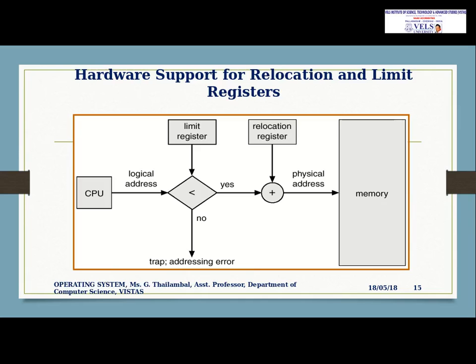Suppose the user asks for the 15th line, but the process has only 10 lines. The logical address is 15, the limit register has 10, so 15 is not less than 10. That means it will show an addressing error. It means the user is trying to access a part which is not available in the process. If it is satisfied, then it will add the relocation register value. What is the relocation register value?